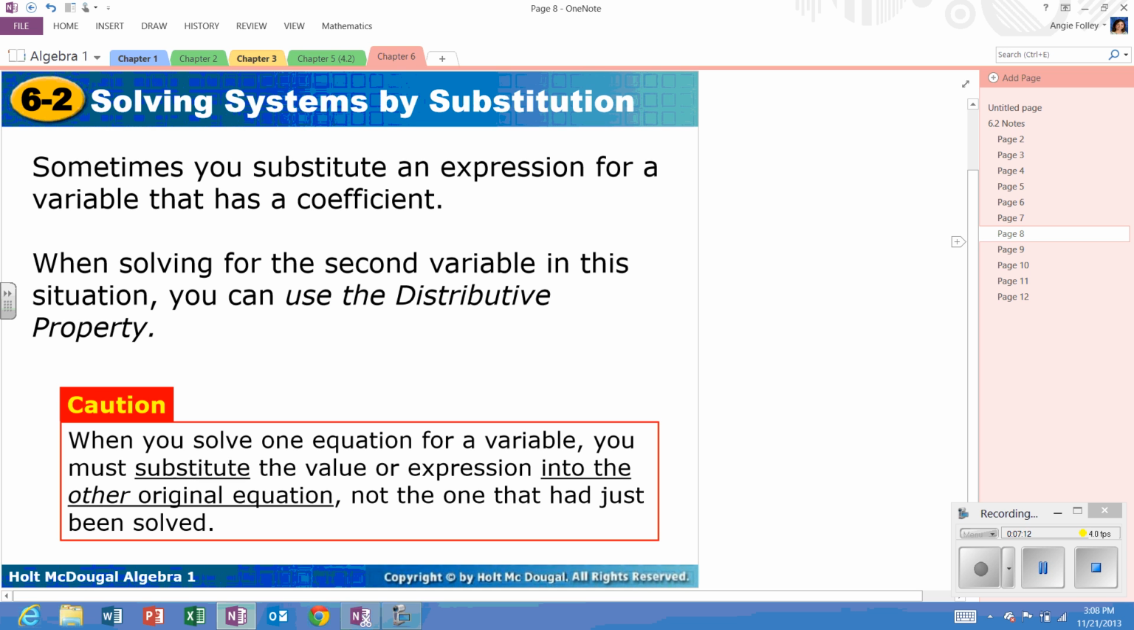Sometimes when you substitute an expression for the variable, it'll have a coefficient. And all you have to do is distribute before you can solve. So we're going to see that in the next one.